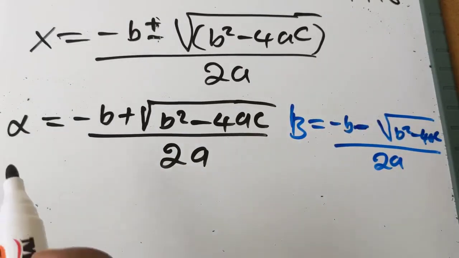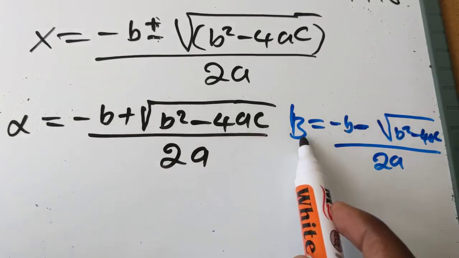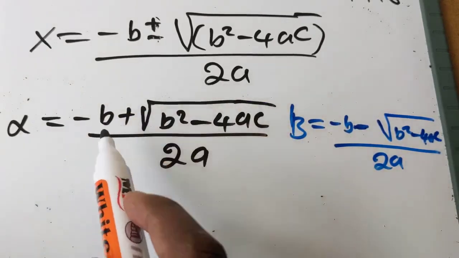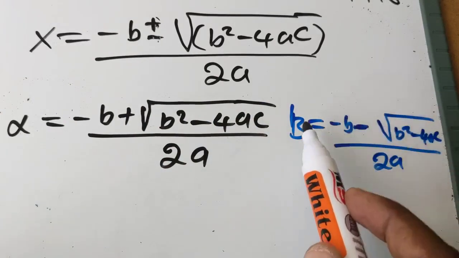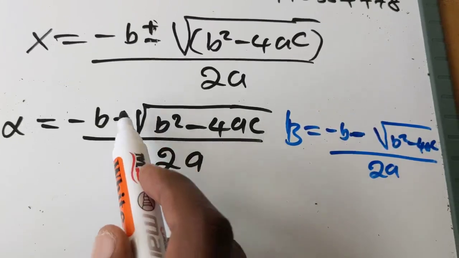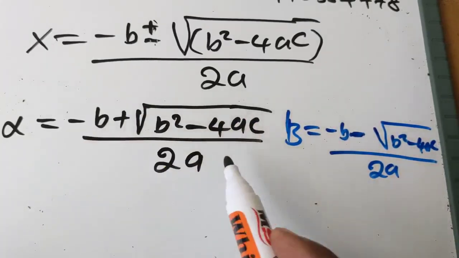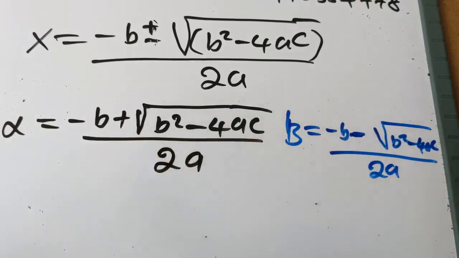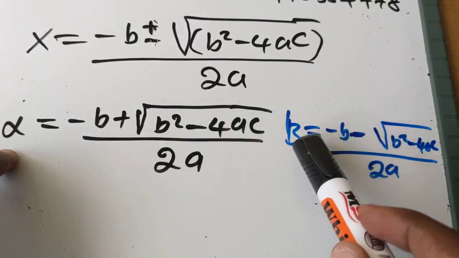So we said that the sum is adding this plus this. That means we are adding this formula plus this formula. It is just the same formula, but the different part is here: there is a negative here, and a positive here. So we are adding this part and this part.